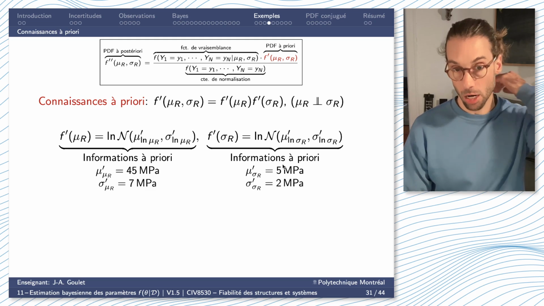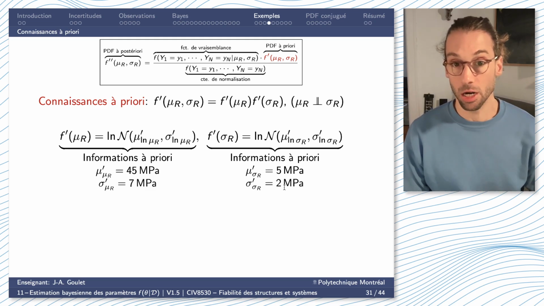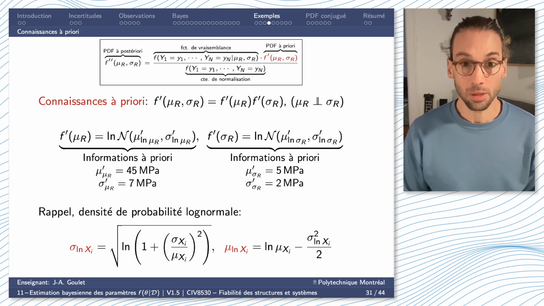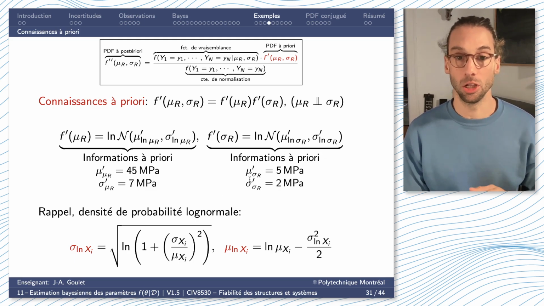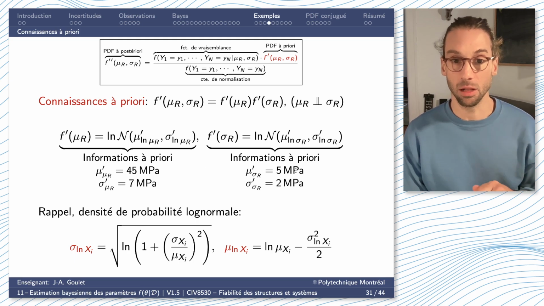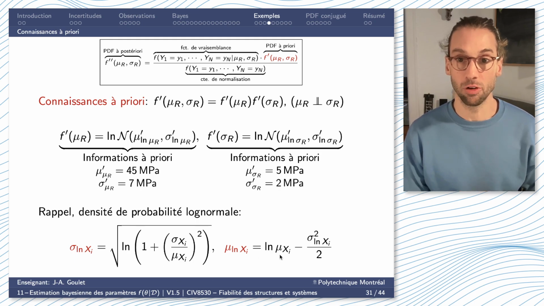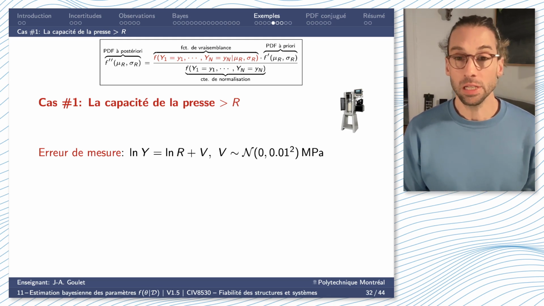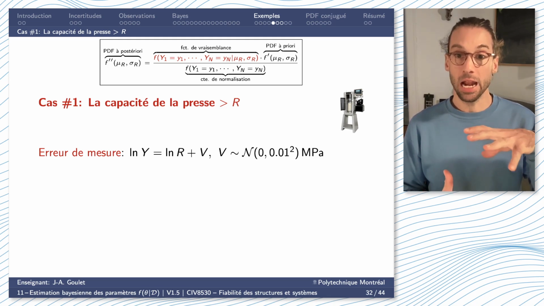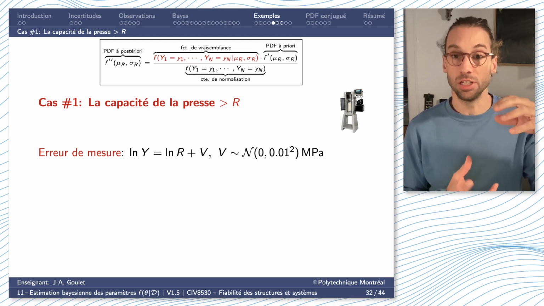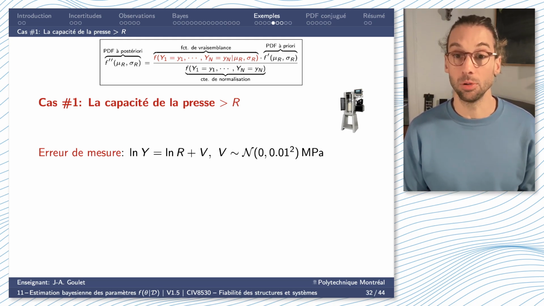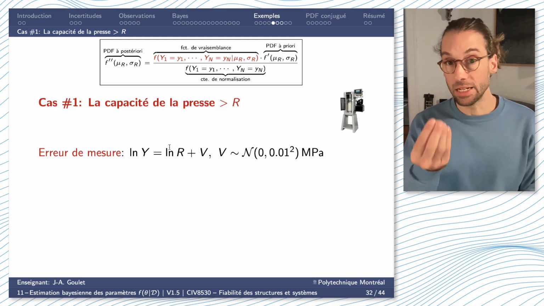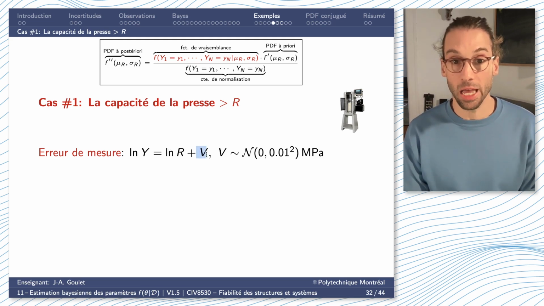The mean for sigma r is 5, the standard deviation for sigma r is 2. So in that case, we can go from the log transform space to the mean and standard deviation using the transformation functions that we saw, if I'm not mistaken, in module 2. In the first case, we have a press that has a capacity larger than the resistance of the concrete samples we're testing in the lab, so we're going to be able to directly characterize the resistance up to an observation error.